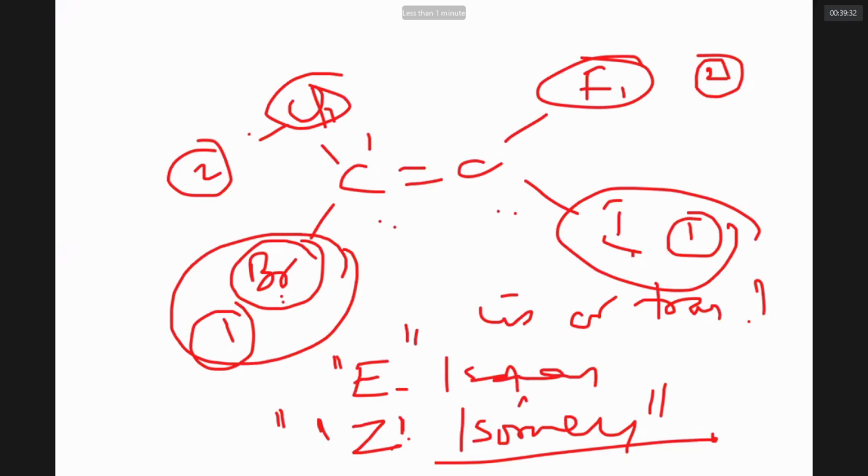Yes. Sorry, generally the trans isomer is very stable. It has a higher melting point. If you burn it, it gives less heat of combustion. The more stable a compound, the less is its heat of combustion. Okay. To show geometrical isomerism, the doubly bonded atoms must be linked to different groups.